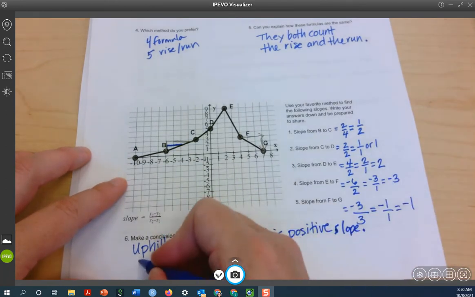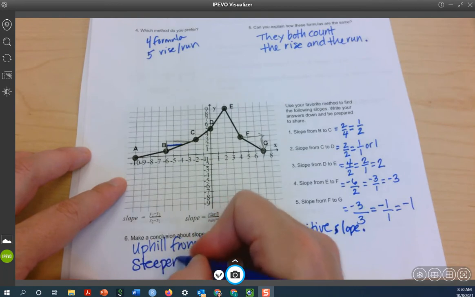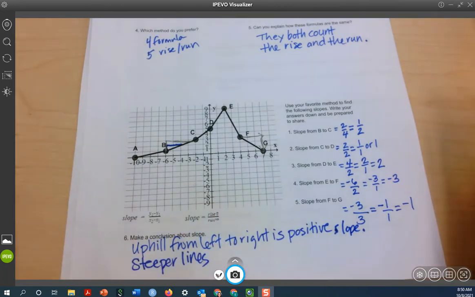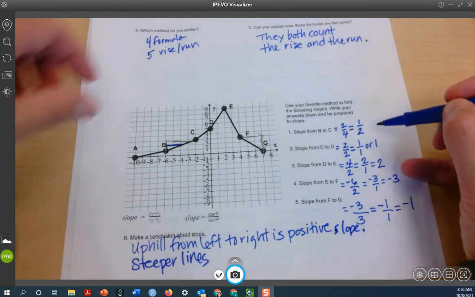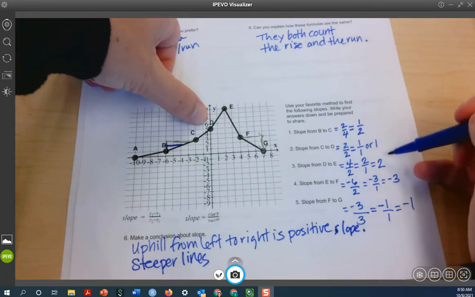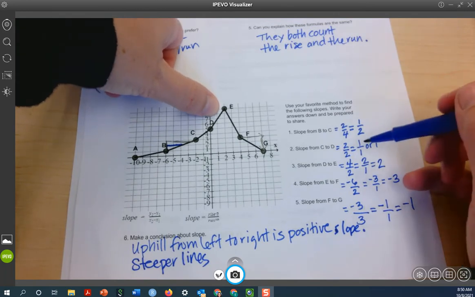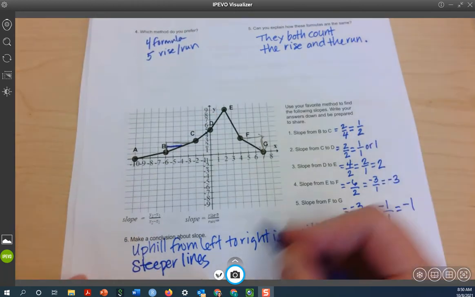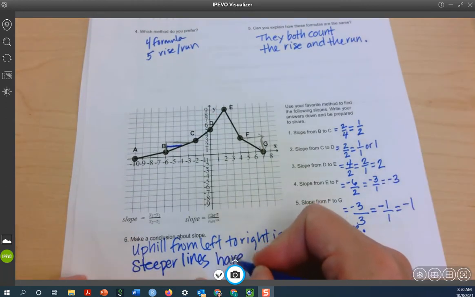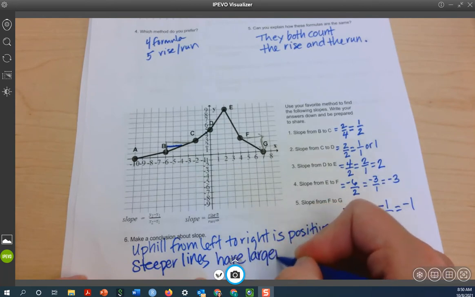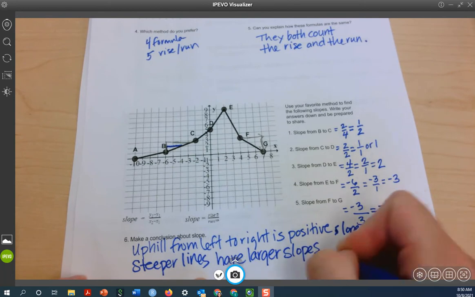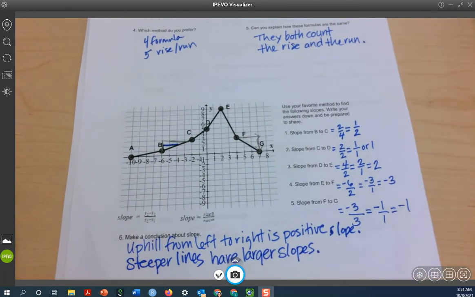And then steeper lines, okay? Which has the biggest number, guys? Is it a bigger number from B to C, from C to D, or from D to E? D to E is the biggest number, and it's also, we said, the steepest line. So steeper lines have bigger slopes. The less steep lines, like from A to B and B to C, those are going to be fractions. And then the steeper lines are going to have larger numbers, like 1 or 2 or 3 or 4.